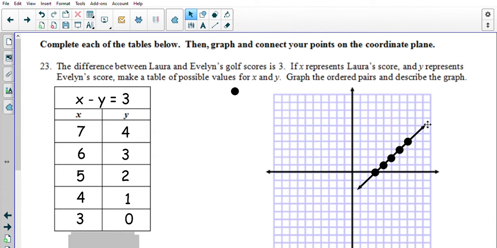Some students like to just connect the dots and not go any further. But describing this graph, I didn't type anything in here. You don't necessarily need to write anything, but obviously this is a straight line graph. You'll see a lot of graphs in real life that go up and down versus just being a straight line. This one just happens to be a straight line graph, which is what we're working with in this course and pretty much most of algebra as well.